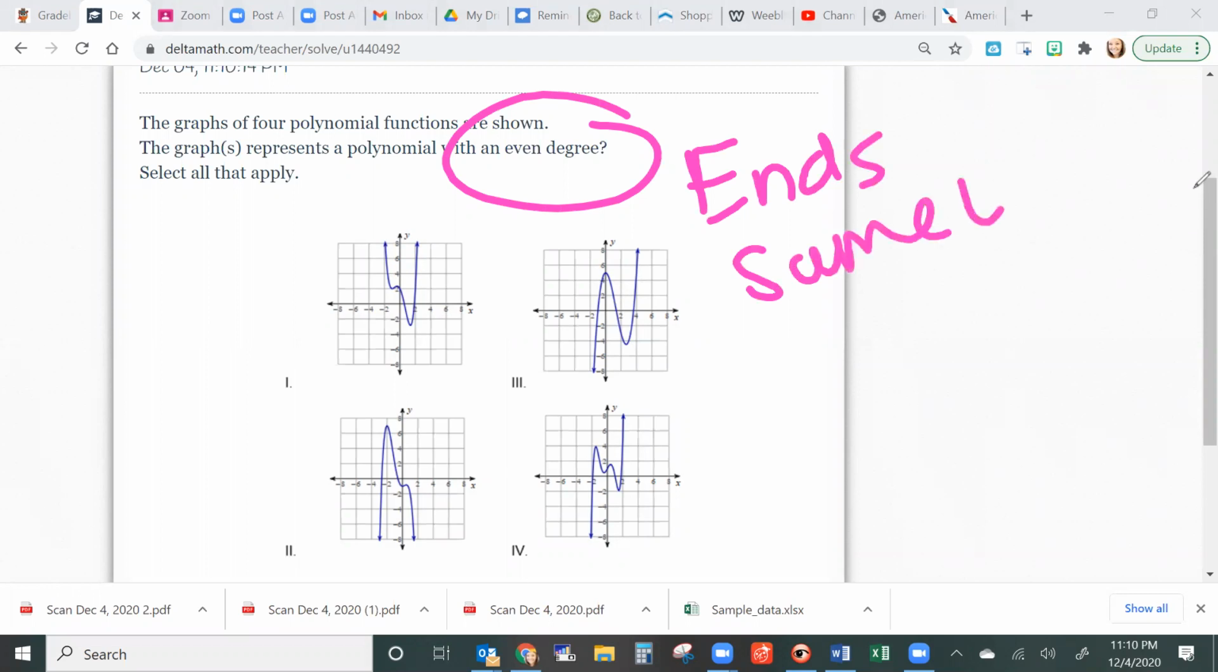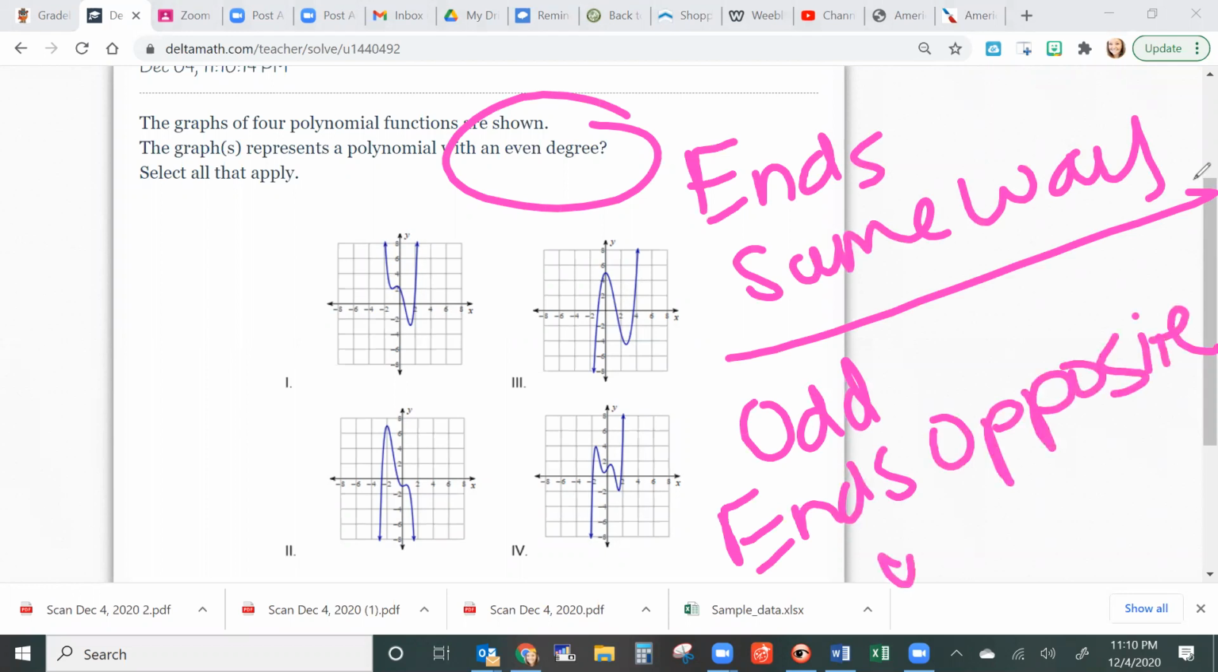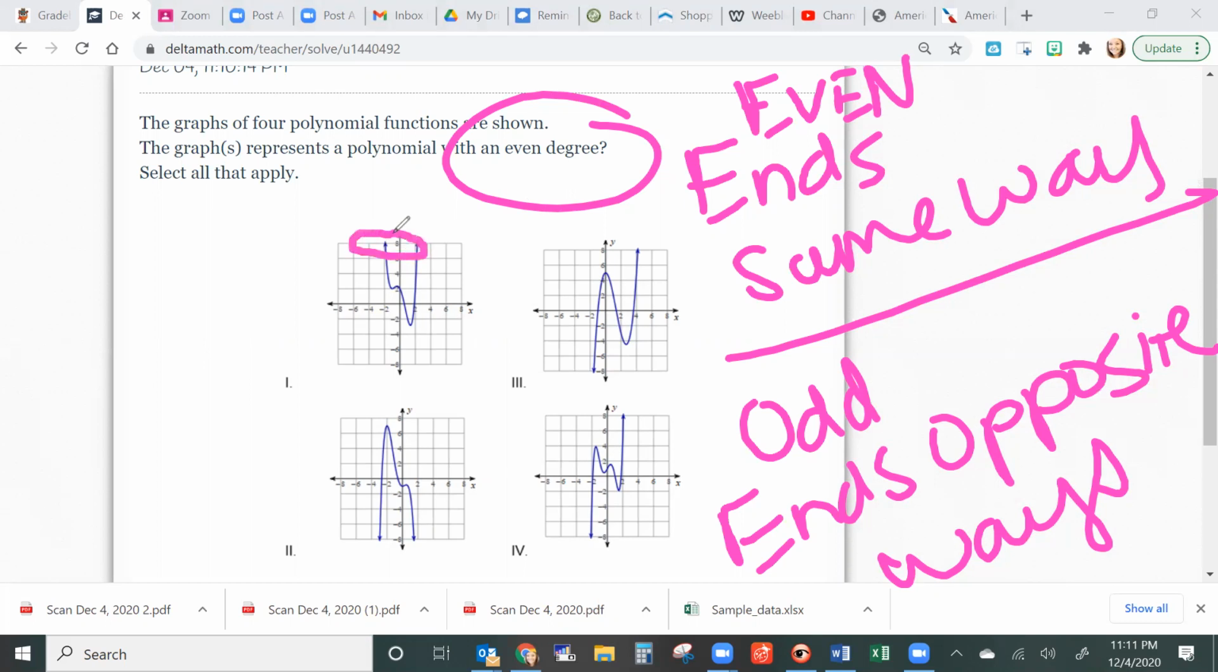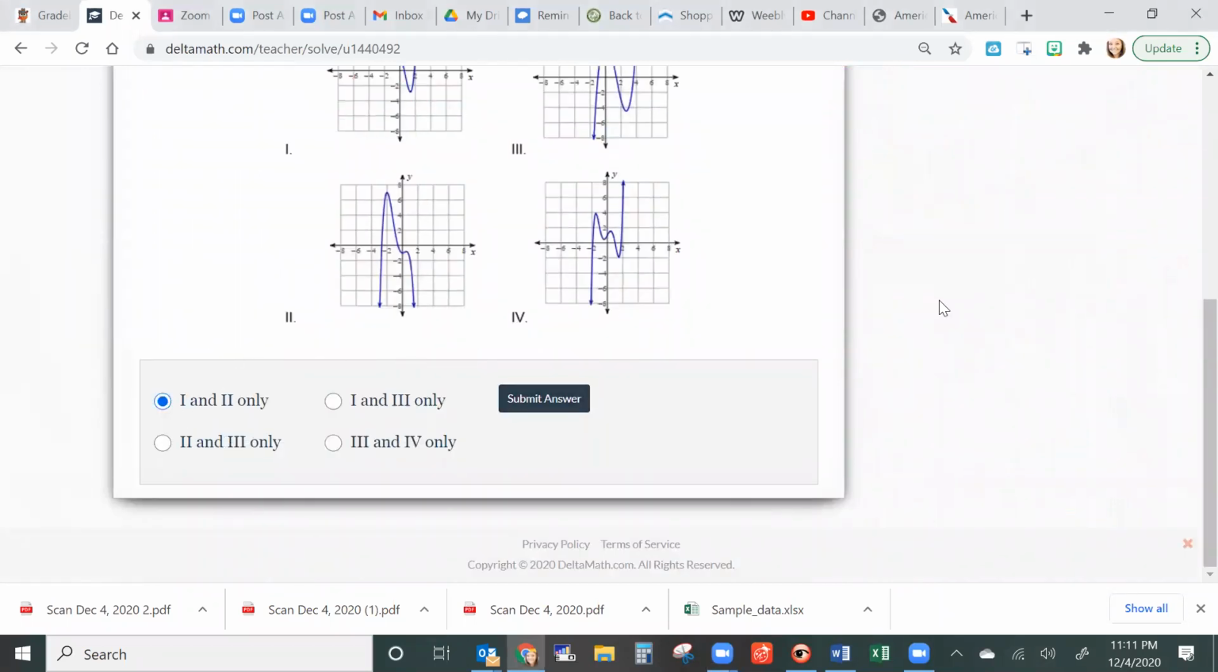Versus for an odd graph, your ends go opposite ways. So even graphs, your ends go the same way, versus odd graphs, your ends go opposite ways. So if I want even, I want the same way. Well, this one, I see both my ends are pointed up. This one, they're pointed opposite ways. This one, they're both pointed down. I want that. This one, they're pointed opposite ways. So that means that I would want graph 1 and graph 2. So looking at my answer choices, I want 1 and 2. That means I want this one right here.